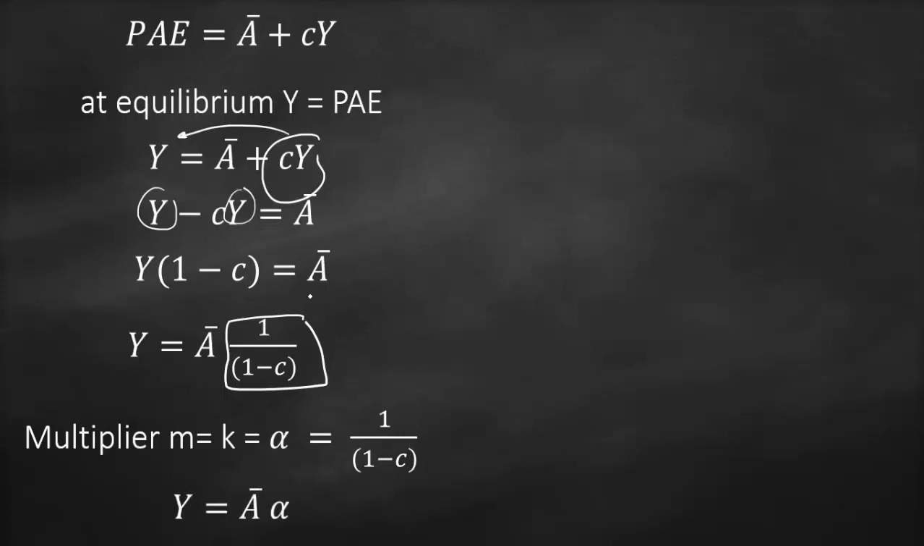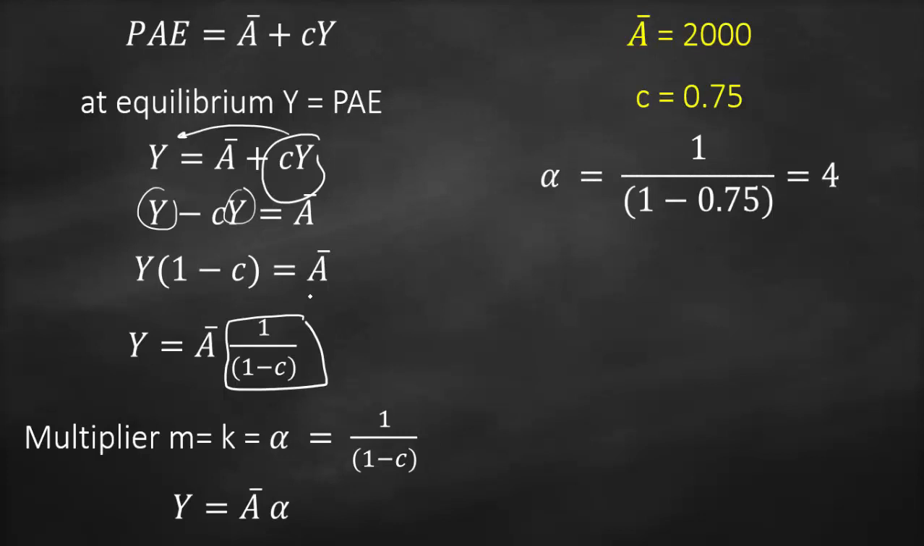Therefore, our output level at equilibrium, which means our planned aggregate expenditure is equal to our output level, the formula will be A bar multiplied by the multiplier. So building on the previous example that we explained, we have autonomous spending of 2000, A bar equal to 2000. We have marginal propensity to consume equal to 0.75 or 75%. Consequently, the multiplier will be 1 over 1 minus MPC, which is 0.75. This will give us 4. Therefore, our output at equilibrium will be our A bar multiplied by the multiplier.